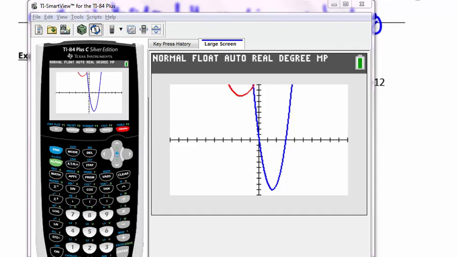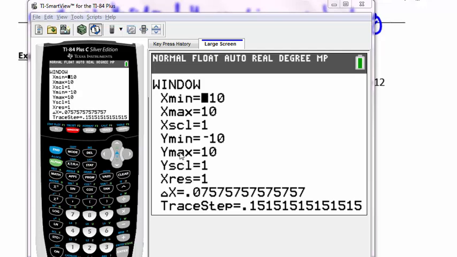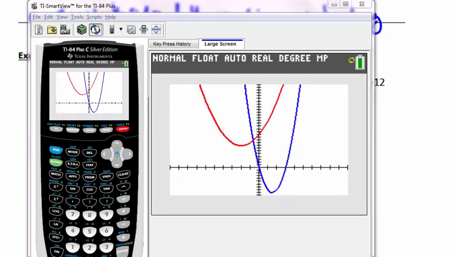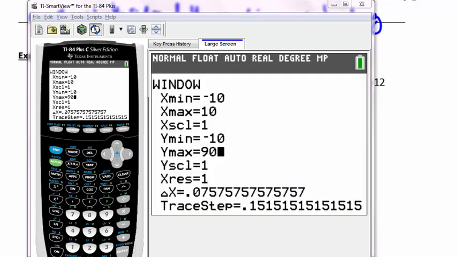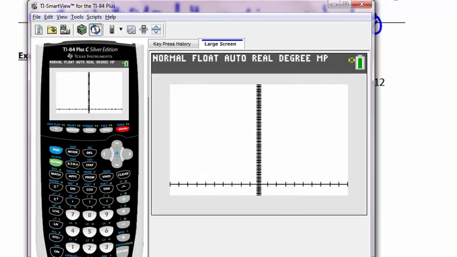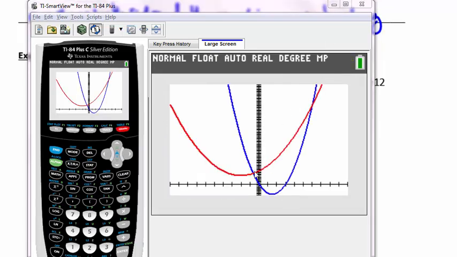We're going to need to change our window. I'm going to increase the value of y maximum so the graph is higher. Let's try a value of 30 to start. With the value of 30, I can see one of the intersections, but I still cannot see the other, so we're going to make it a little bit higher and try again. I don't want to miss, so I'm going to try 90. Now we can see both of the intersections.